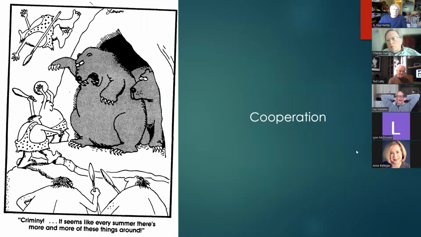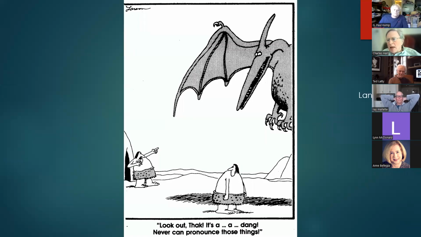And so was cooperation. So obviously one of us alone could not kill this large cave bear, but a group of us might have been able to do that. And look at the spear points. That's going to be really important.